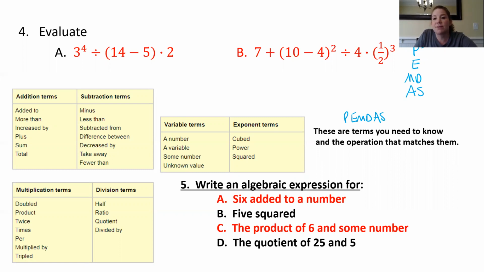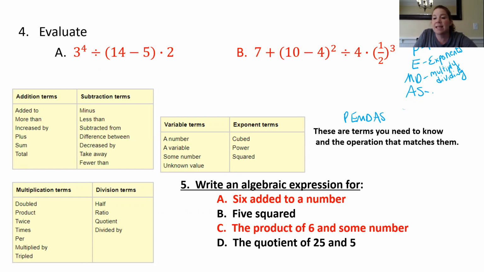So the P means parentheses. If you have an expression inside a set of parentheses, you will do those first. The second, the E means exponents. After you do the expression inside parentheses, you would do exponents next. Now, M and D are beside each other because you do whatever comes first in the problem from left to right. Either you multiply or divide next. If division is actually written first in the problem before multiplication, you would divide first.